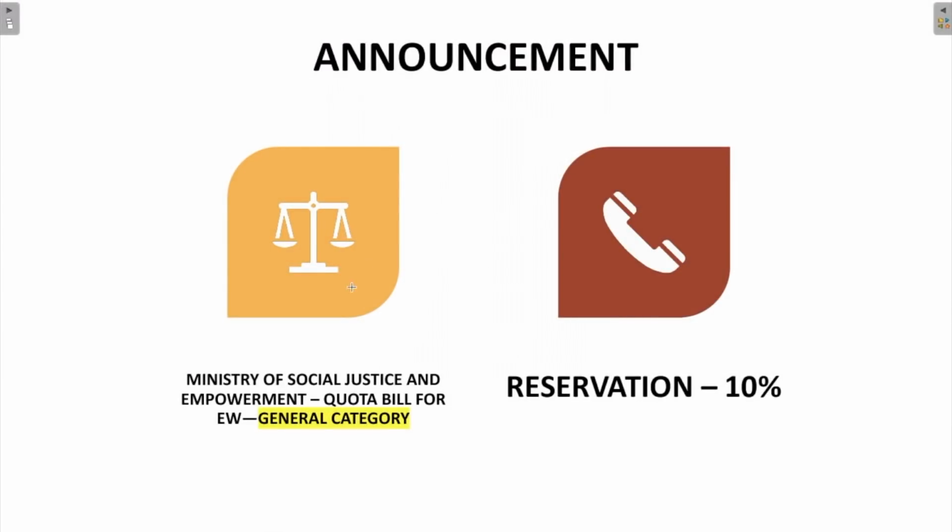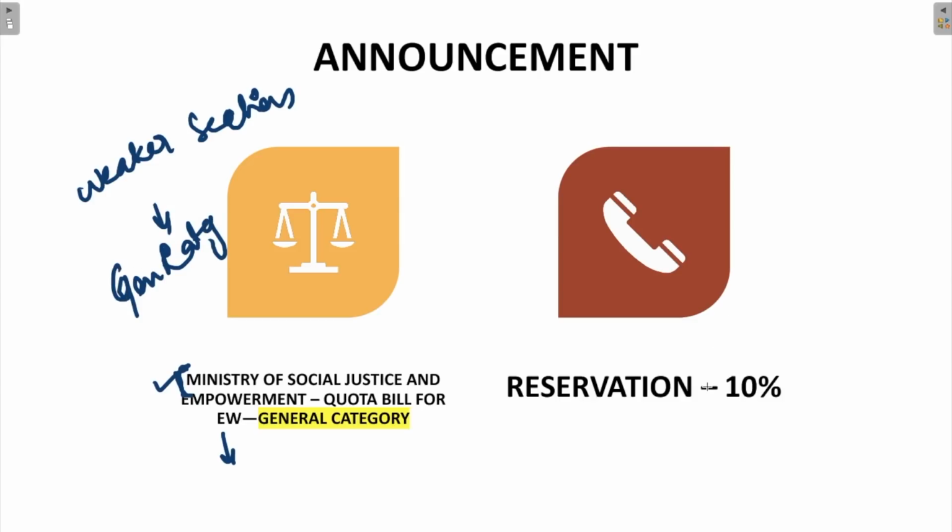So the video covers the announcement which has recently been made by the Ministry of Social Justice and Empowerment. This is important regarding the ministry which has introduced this quota bill for the general category, and to mind, it is applicable for the economically weaker section of the general category. So the Ministry of Social Justice and Empowerment has introduced this quota bill where they would be providing 10% reservation in the education and the employment field for the general category. One thing to remember is the economically weaker section of the general category are being covered under this 10% reservation, which is being announced by the Ministry of Social Justice and Empowerment.